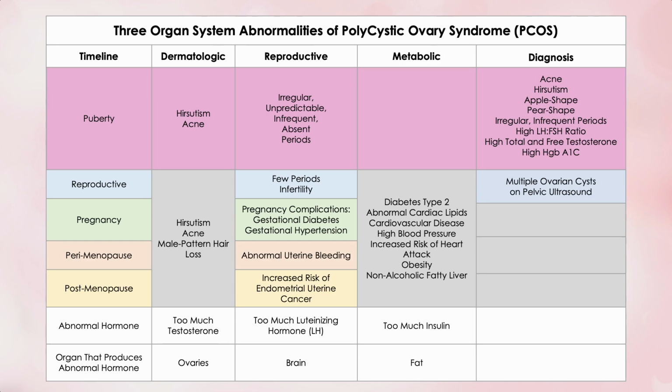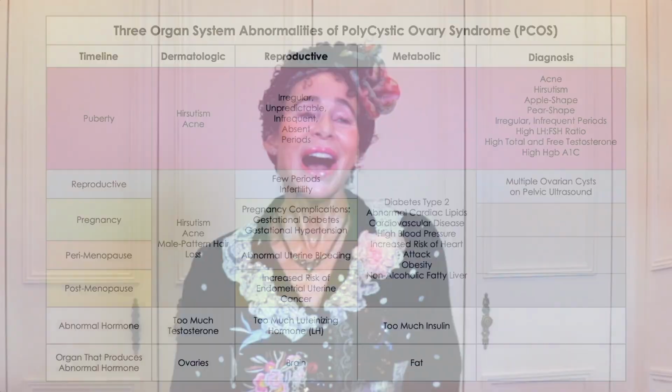Now you see that I've created a row for diagnosis at the time of infertility. Obviously, you don't have to wait for infertility to exist in order to have a pelvic ultrasound that can reveal polycystic ovaries. But more often than not, that's the way it happens. It would be much better to perform pelvic ultrasounds on all women who have any of the typical PCOS features at the time of puberty or periods.